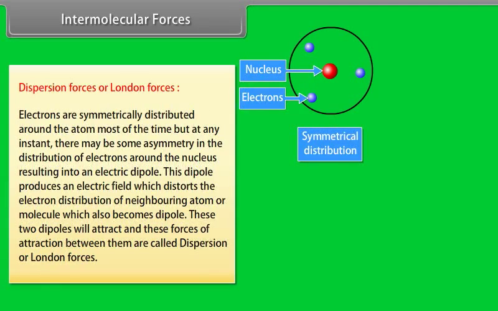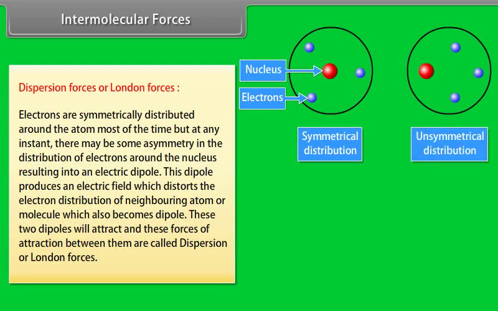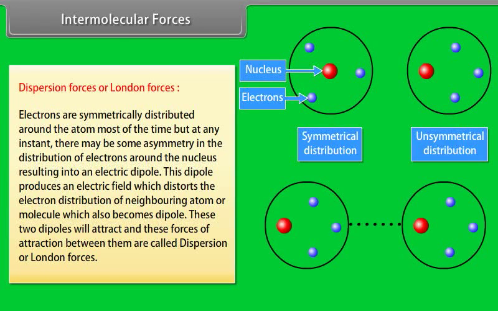Electrons are symmetrically distributed around the atom most of the time, but at any instant, there may be some asymmetry in the distribution of electrons around the nucleus, resulting in an electric dipole. This dipole produces an electric field which distorts the electron distribution of a neighboring atom or molecule, which also becomes a dipole. These two dipoles will attract, and these forces of attraction between them are called dispersion or London forces. It occurs in nonpolar molecules and even noble gases.